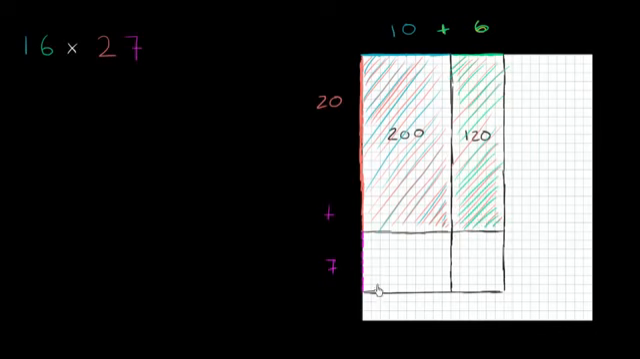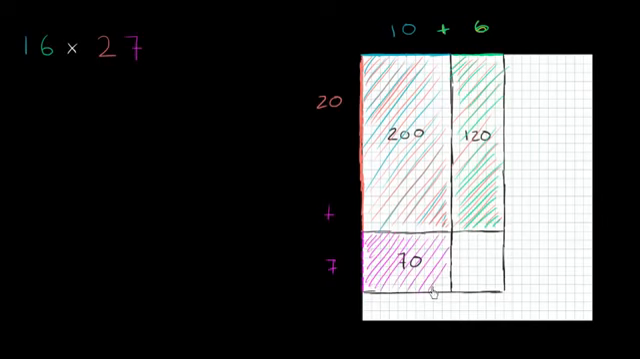Now, what's the area of this section right over here? Well, it's 7 high, and it is 10 wide. So it's going to be 7 times 10, or 70. And I'll have an area of 70 square units. So let me do it in this purple.